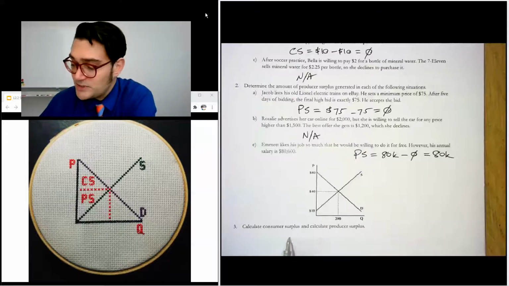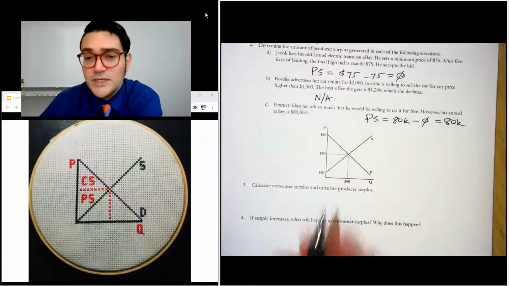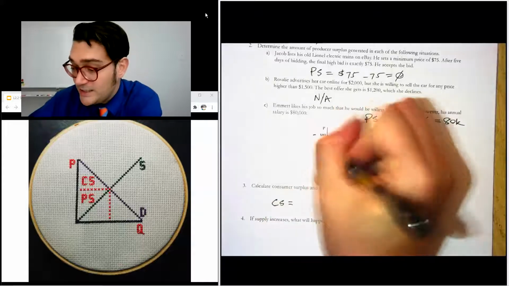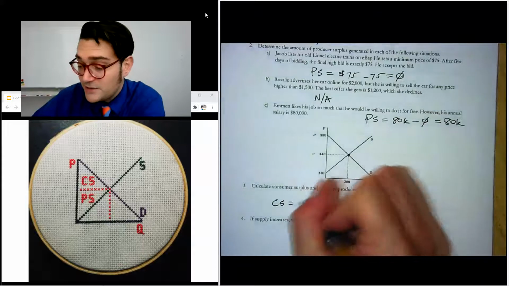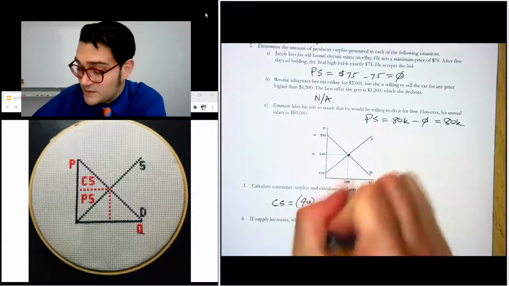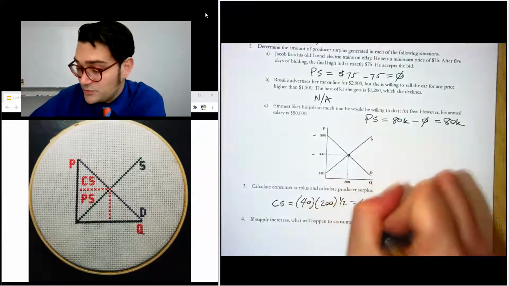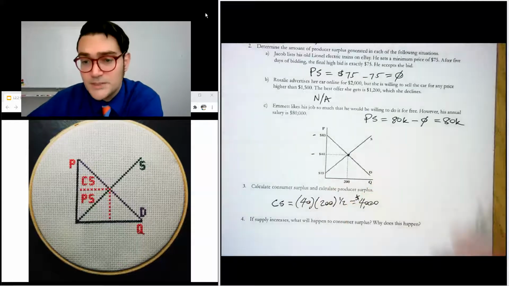Calculate consumer surplus and calculate producer surplus. So this one is actually asking for the total. For consumer surplus, it's 80 to 40 to 200. So the height of the triangle is 40 times 200 times 1/2. So that should be 4,000, if I'm doing my math right, and it's in dollars.